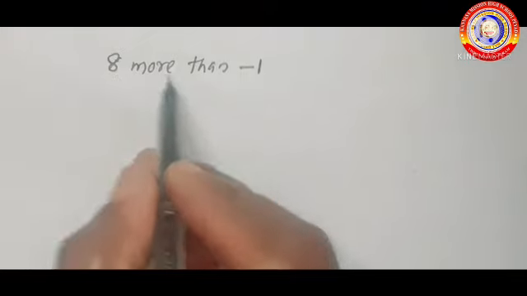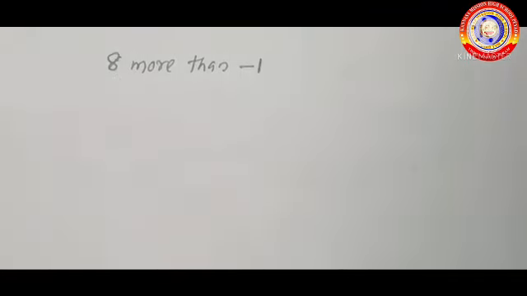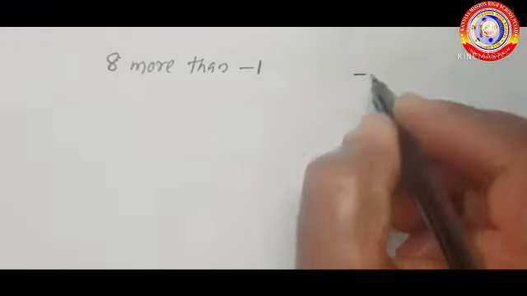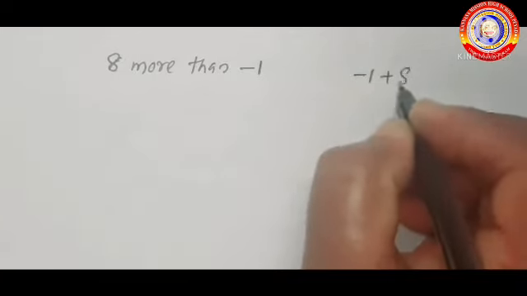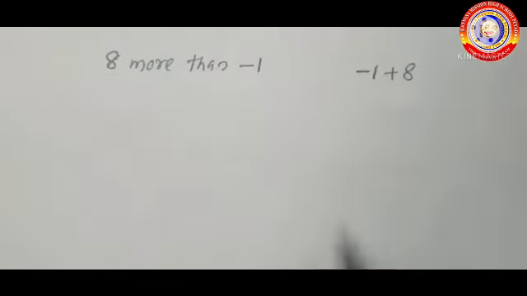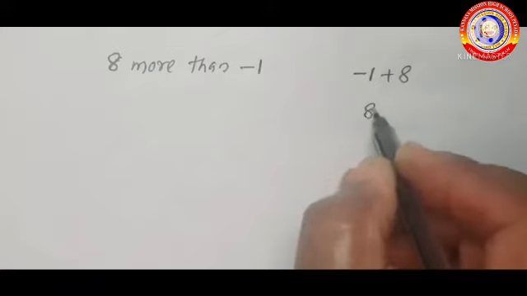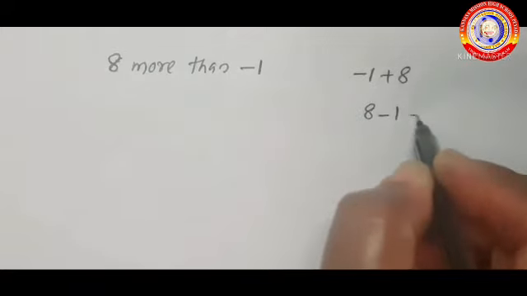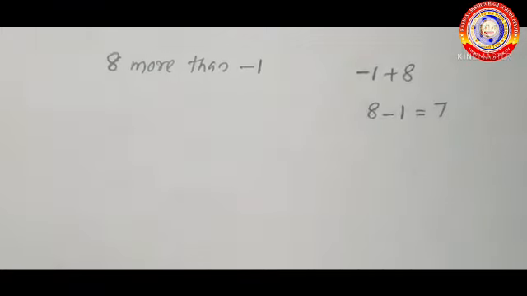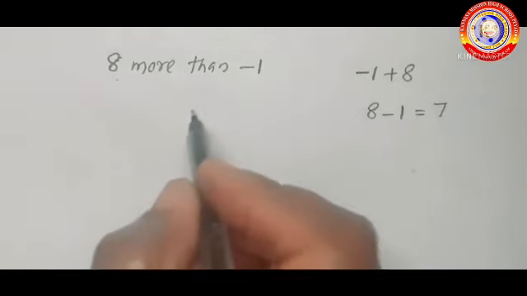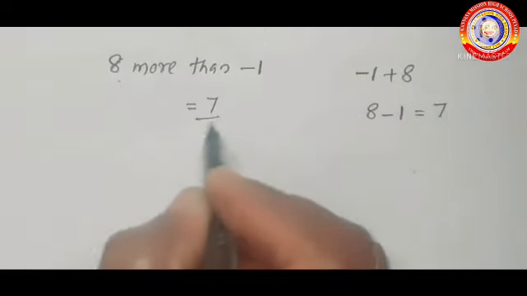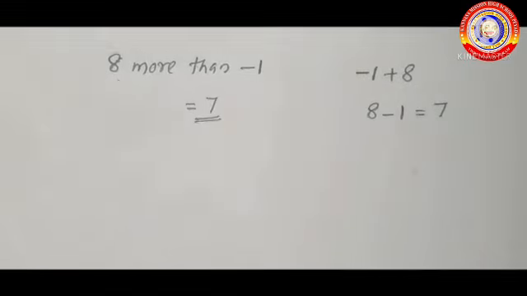Next one, 8 more than minus 1. 8 more than minus 1 means minus 1 plus 8. Here minus 1 and 8 are in different sign. So we have to subtract smallest number from the largest number, that is 8 minus 1. 8 minus 1 is 7. So 8 more than minus 1 is equal to 7.